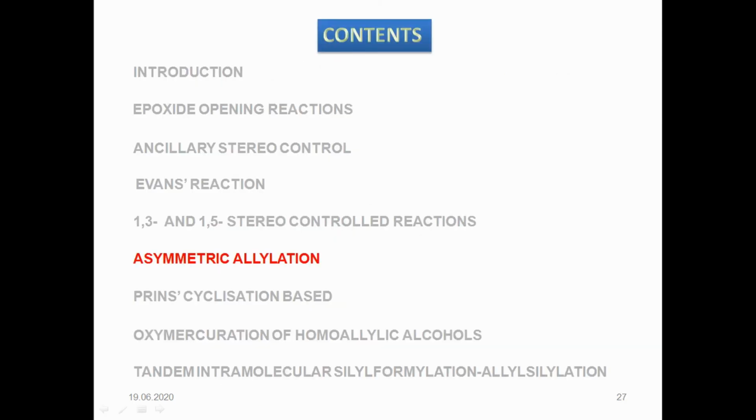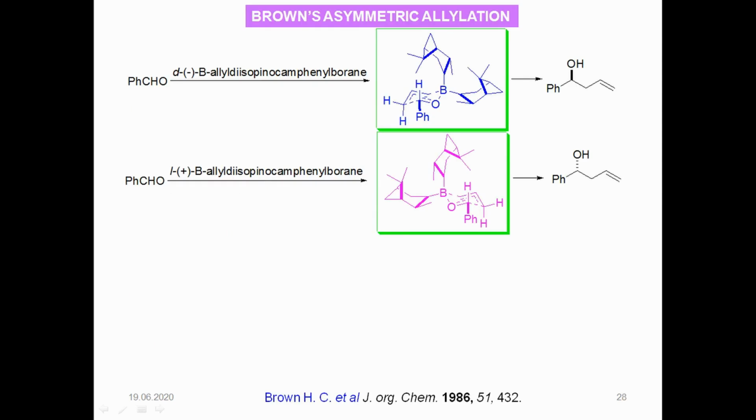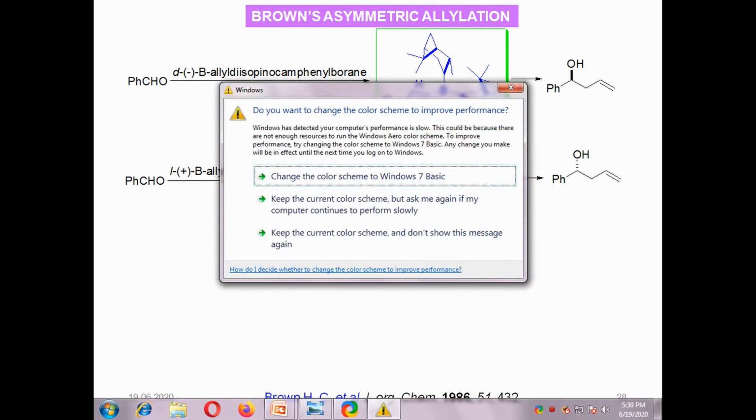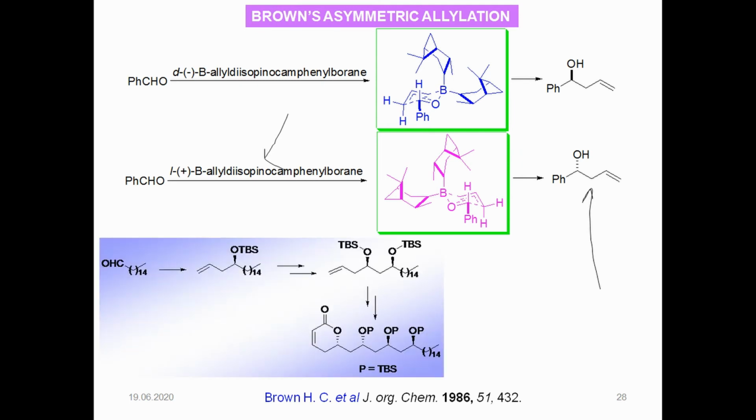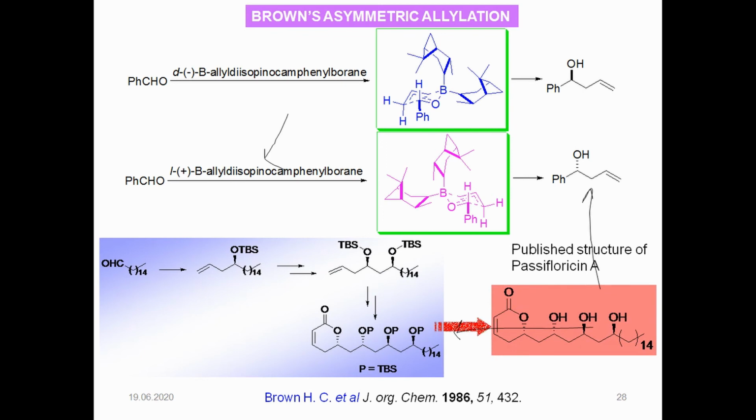Then we will go to asymmetric allylation. This is Brown's asymmetric allylation. If you take benzaldehyde and subject it to B-allyldiisopinocampheylborane, we will get the homoallylic alcohol. According to the reagent you take, you will get the selectivity. This is called Brown's allylation. Based on Brown's allylation, some people have used it in the synthesis of passifloricin A.